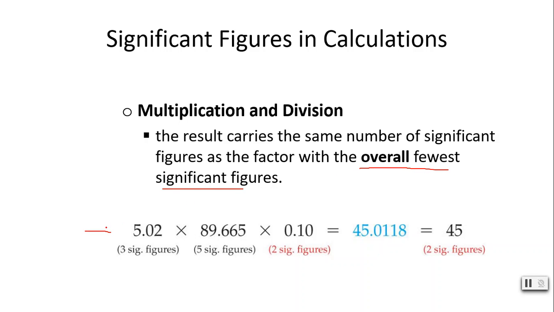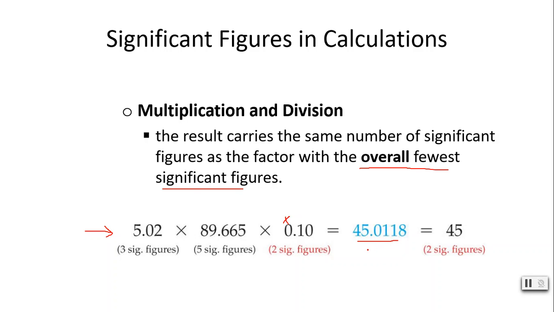So let's say I was multiplying these three numbers. 5.02, which has a total of 3 sig figs. 89.665, which has a total of 5 sig figs. 0.10, which has a total of 2 sig figs. Remember, this first 0 is not significant because it's to the left of the decimal. Putting all three of those numbers in your calculator, this is what spits out.